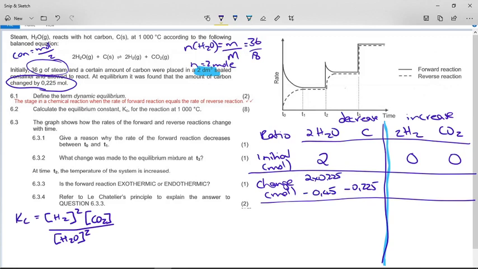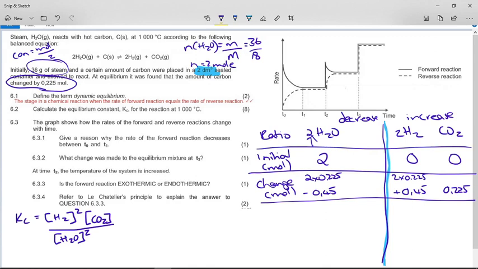And then how did I get the times 2? It's from my little mole ratio here. Can you see 1 mole to 2 moles, 1 mole to 2 moles? So this one is also going to be 2 times 0,225, which is 0,45, but this is going to be an increase. And here we've got a ratio of 1:1. So this one's going to be 0,225, the same as the carbon. And now we don't need to worry about the carbon anymore because the carbon has got nothing whatsoever to do with our Kc calculation. We just used it to figure out the change in moles.